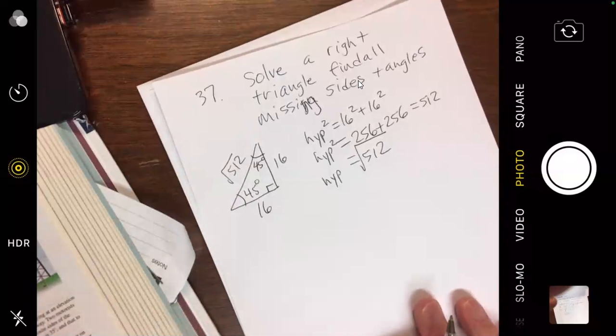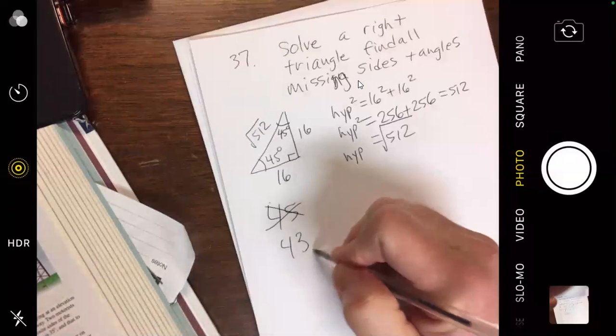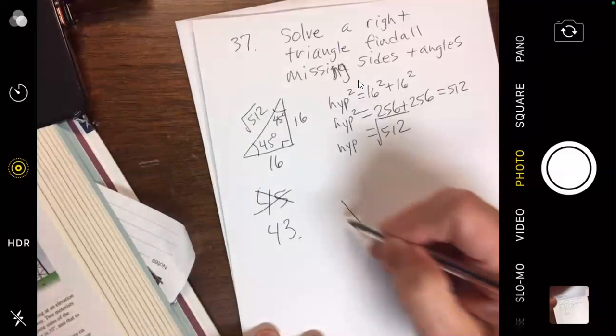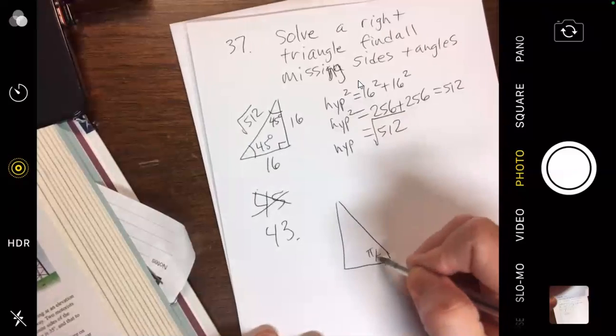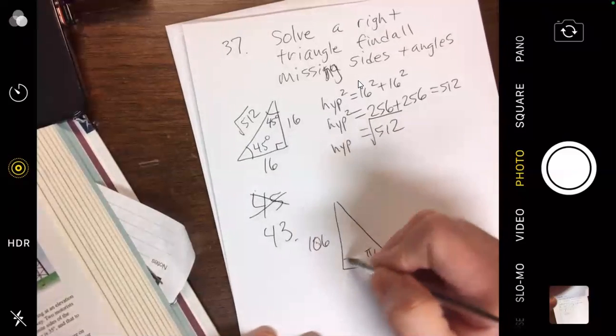I really didn't, let's see, number 49. I don't know why I did that. I really think you can stop it. You don't have to do 45. We'll cross off 45. Try something like 43. Pi divided by 5, 106, right angle.